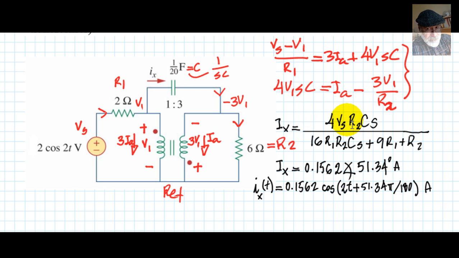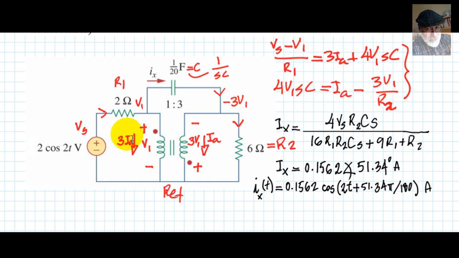So Vs should already be multiplied by √2. That is, if Vs is given by the peak value, I get the peak value for Ix, and that is exactly what I've done. I've represented Vs as just a real number 2, at 0 degrees, and substituted everything there, and we get the value of the current as a phasor with a peak value of 0.1562 amps and a phase shift of 51.34 degrees with respect to the voltage source Vs.